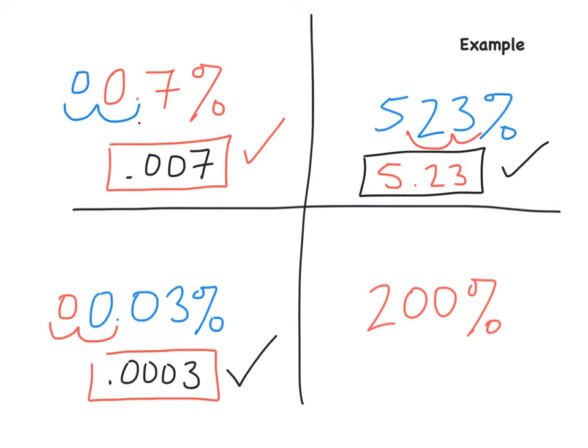Now let's look at the one on the right. We have 200%. Remember, we have our decimal point right here after the 0 at the end. All we have to do is take away the percent sign and move the decimal point 2 places to the left. So all that we would have is 2.00, which is also equal to 2. So 2 is our final answer.